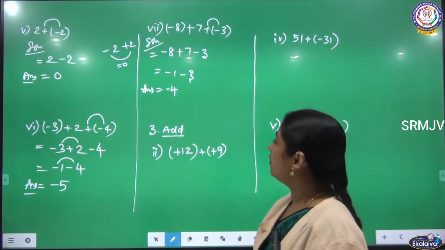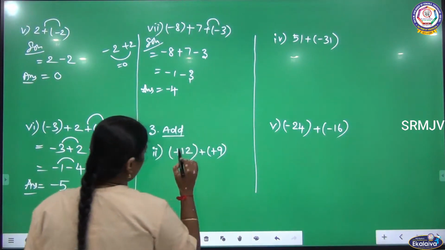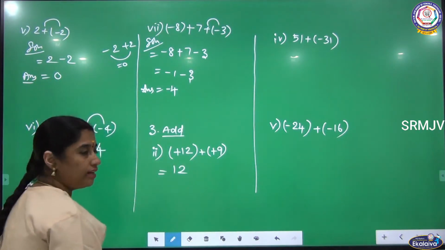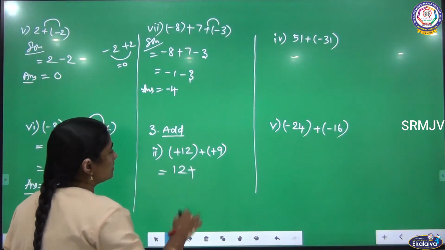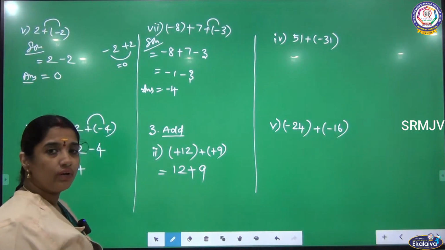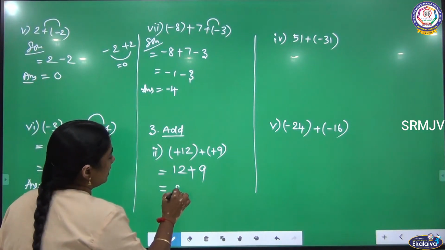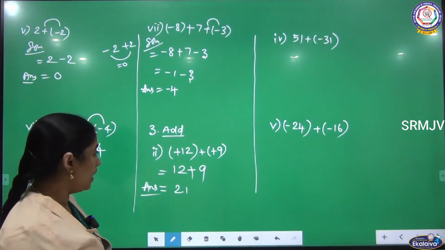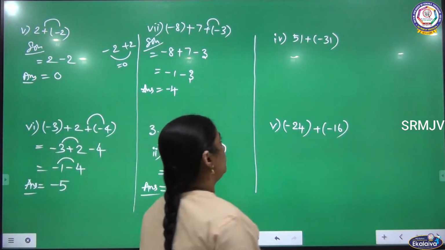Now when I am moving for the third one, listen, plus 12. So I can write 12. And what is there? Plus. So plus 9 is there. So write a 9. Can you clear this? Now 12 plus 9, which is what? 21 is my answer. 12 plus 9, which is 21.